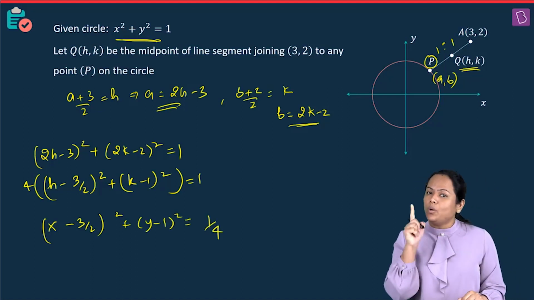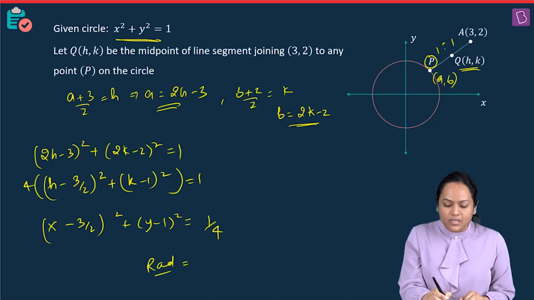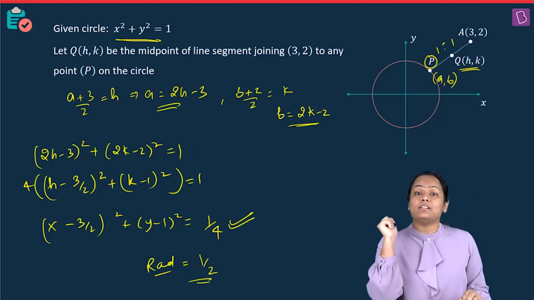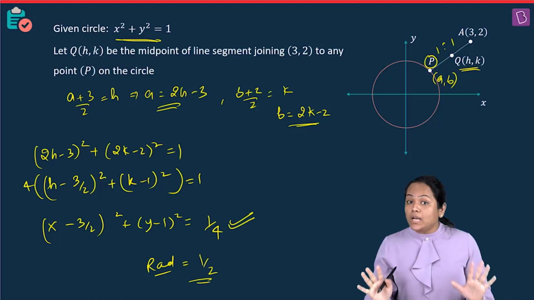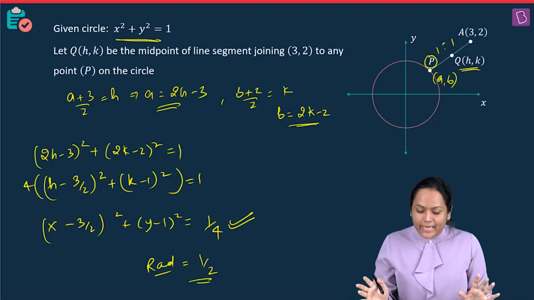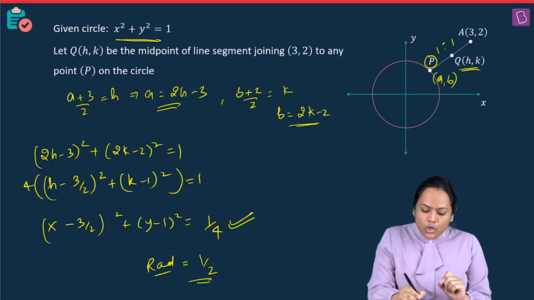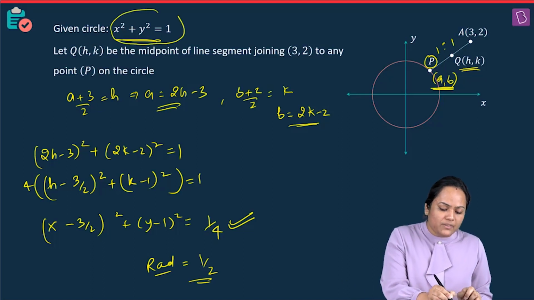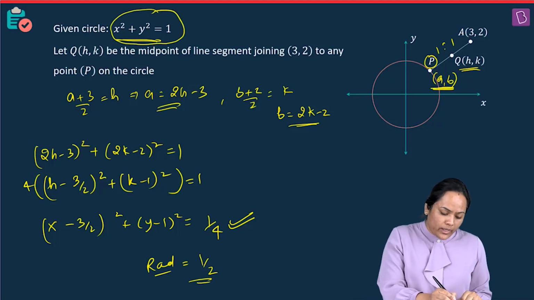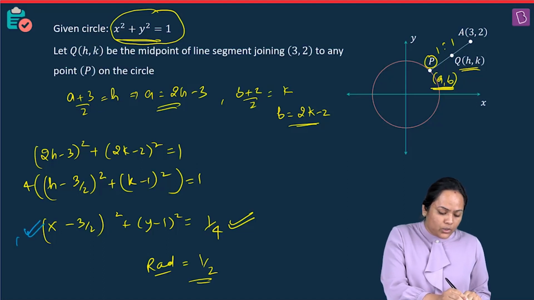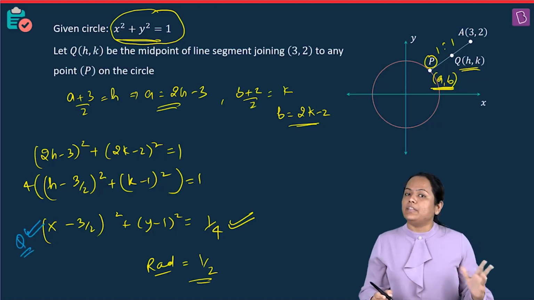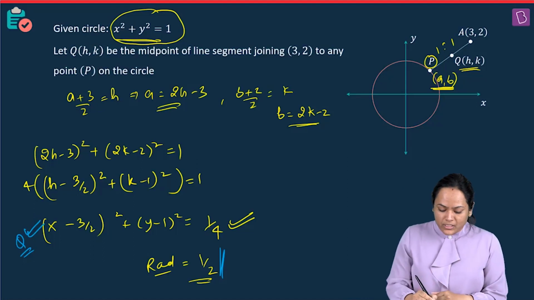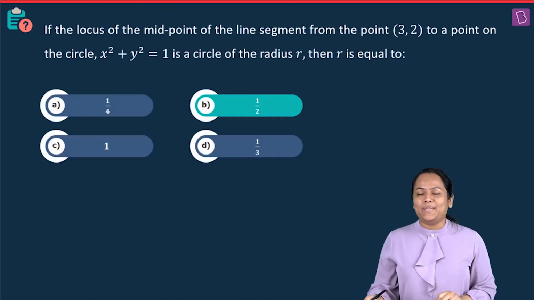And what we have to find out? Well, we have to find out the radius of the circle, which is directly equal to 1 by 2 because it is expressed in center radius form. So the question was easy. Yes, it was on the easier side. You have to just find the coordinates of point P in terms of h and k and put it in the equation of the given circle. From there, what we have got? Well, we have got the locus of point Q as again a circle, and the final answer is 1 by 2. Understood? Perfect. So the correct option will be B.